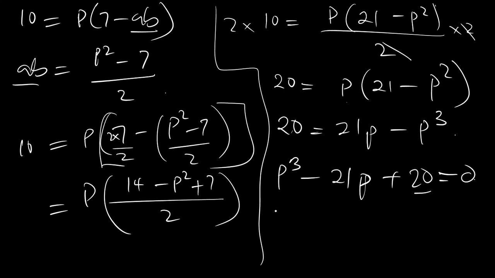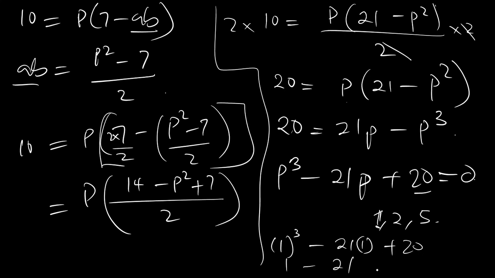Now let's look at the factors of 20. The factors of 20 are 1, 2, and 5. Now let's check if 1 can divide, if you put 1 here, whether this will be equal to 0. So let's try. If you put 1 here, you have 1 cubed minus 21 times 1 plus 20. What will it give you? This is 1 minus 21 plus 20, so this is equal to 0. So that means p minus 1 is a factor.